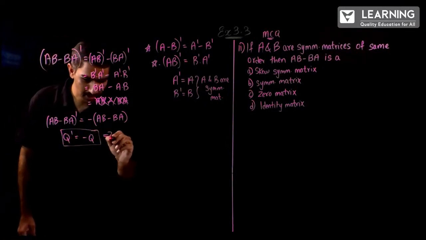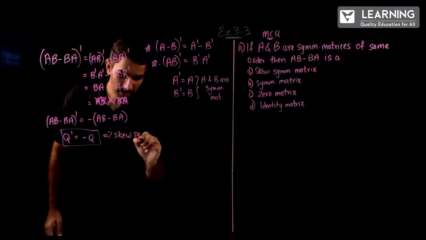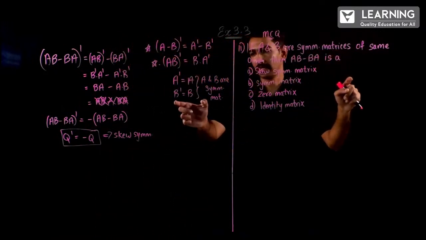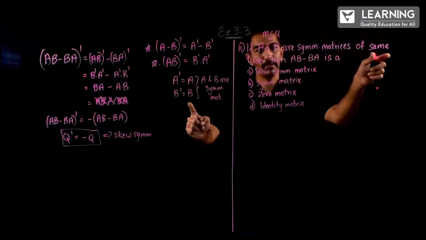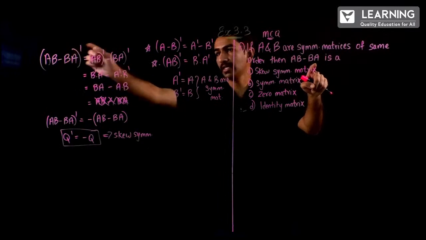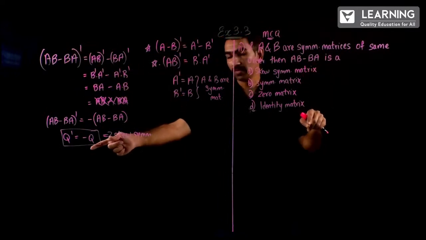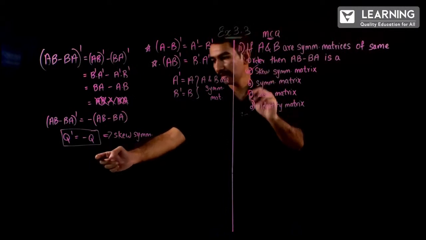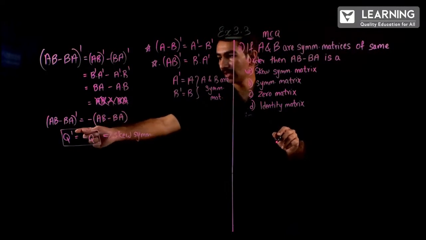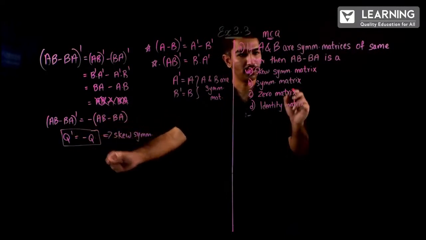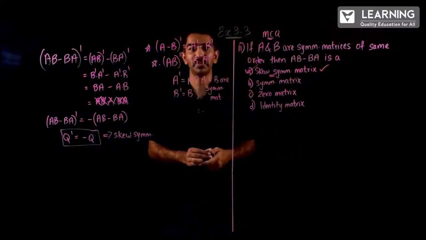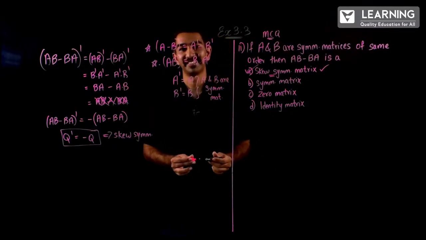This type of matrix is called as what? A skew symmetric matrix. So therefore, if A and B are symmetric matrices, see here A dash equals A, B dash equals B, of same order, then AB minus BA. So we have taken that only, right, on the left hand side, AB minus BA the whole dash, applying these both properties. So this will be equal to what? Skew symmetric matrix. Why? Because AB minus BA the whole dash is equal to minus of AB minus BA, which is very similar to Q dash is equal to minus of Q. Therefore, skew symmetric matrix is the right answer. So this is the last question of exercise 3.3. In our next class, we'll be starting with exercise 3.4. Thank you, students.